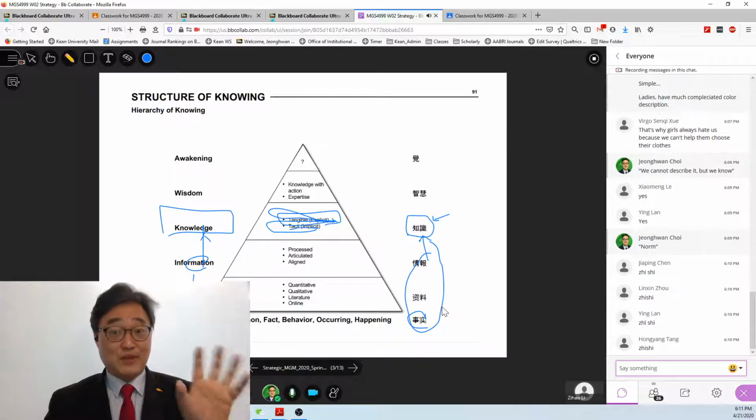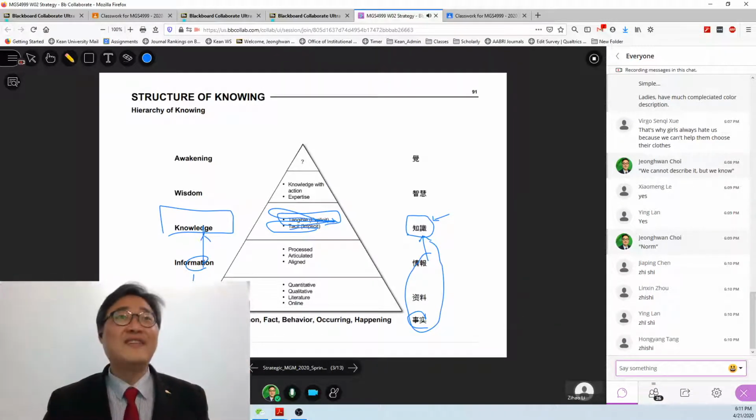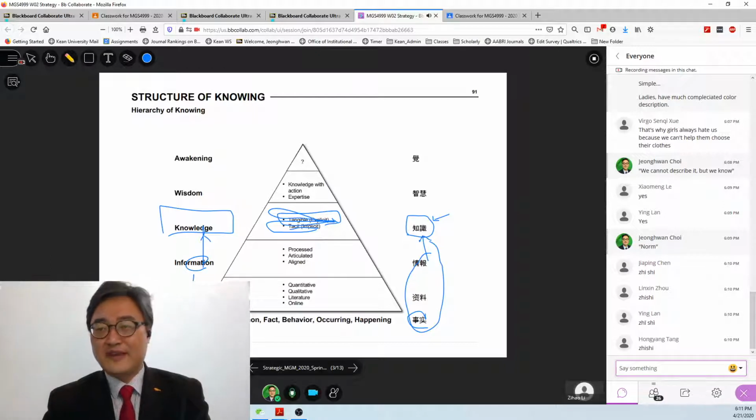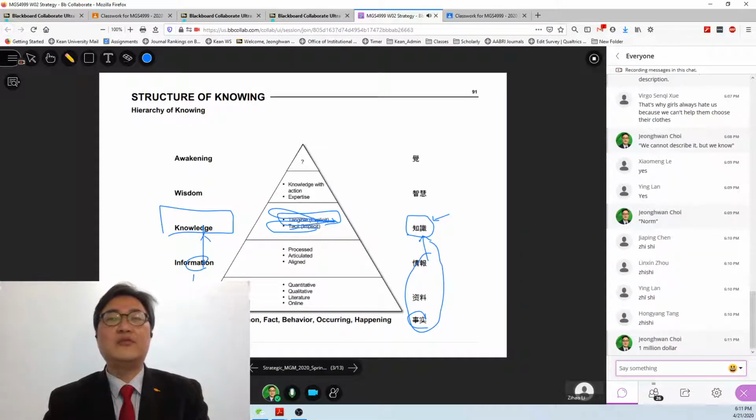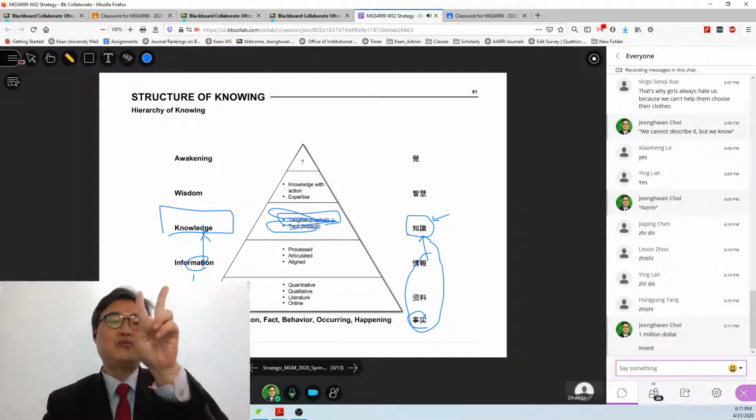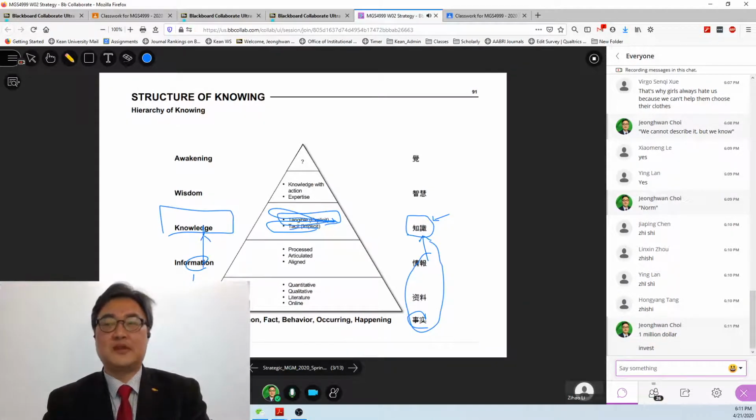Then we know something. Is it enough to do something? Let's see. What if, let's assume you have $1 million, and you want to invest your money. Then you have two options. The one option is a financial expert, financial analyst or financial expert.